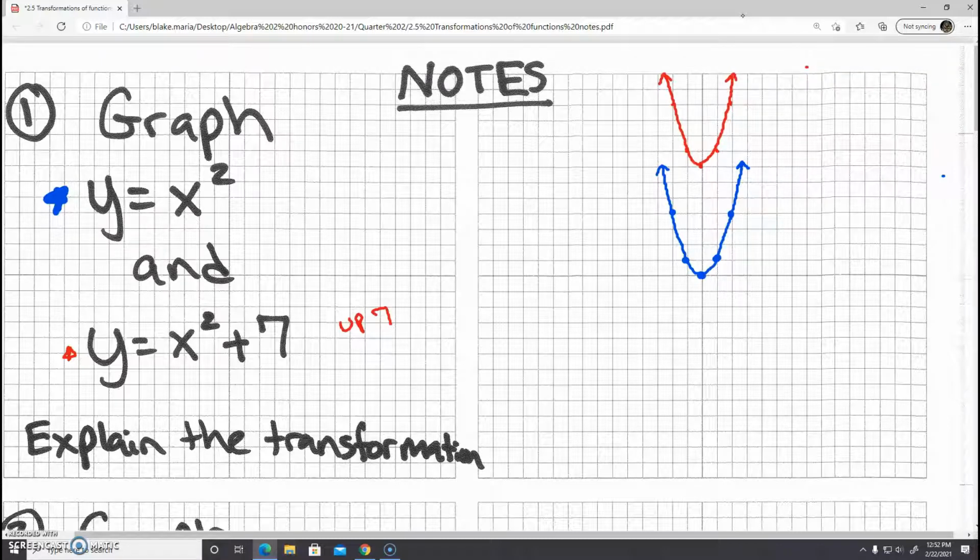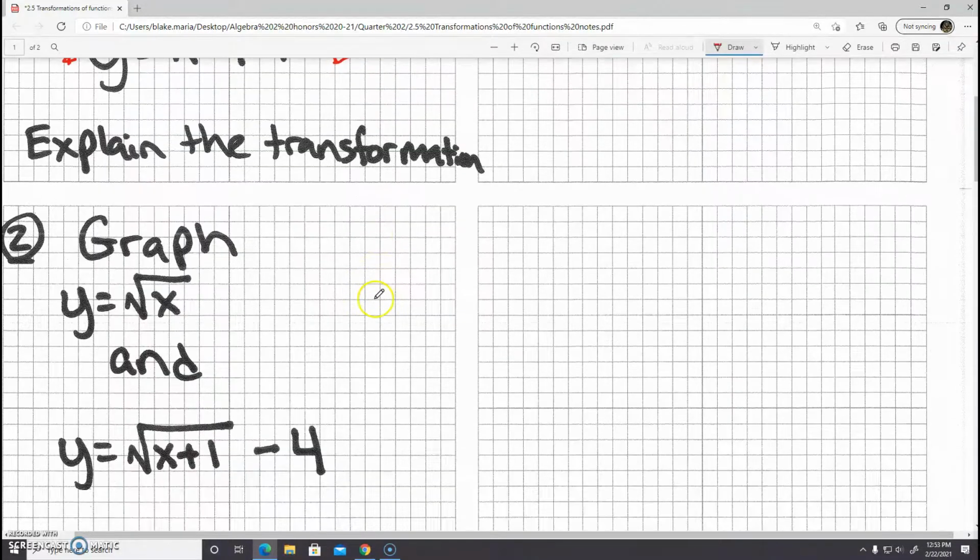So I do want to see 5 points plotted. I want to see the parent function and I want to see the new function, preferably in a different color. And then also please tell me what's happening. Explain the transformation. This is what I'm expecting in your homework tonight. All right, so that part's review. You already did x squared functions yesterday. But now let's apply that to some new graphs.